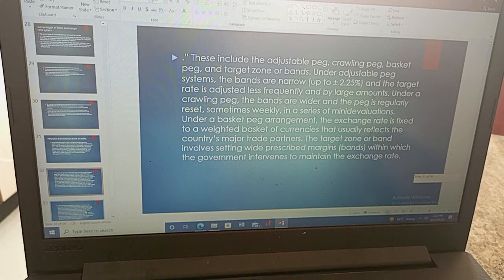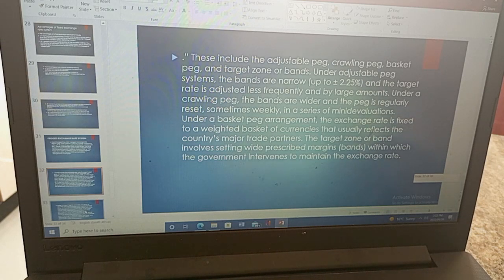Under adjustable peg system, the bands are narrow, that is up to plus 2.25%, and the target rate is adjusted less frequently and by large amounts. Under a crawling peg, the bands are wider and the peg is regularly reset, sometimes weekly, in a series of mini devaluations. Under a basket peg arrangement, the exchange rate is fixed to a weighted basket of currencies that usually reflects the country's major trade partners. Now, the target zone or band involves setting wide prescribed margins within which the government intervenes to maintain the exchange rate.